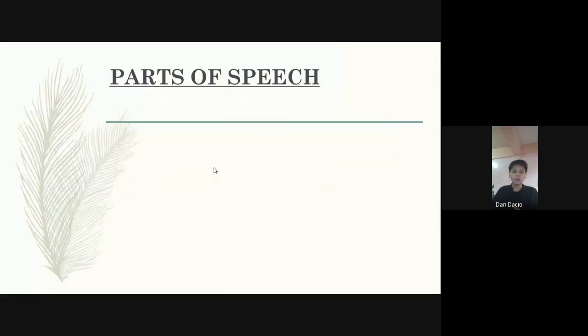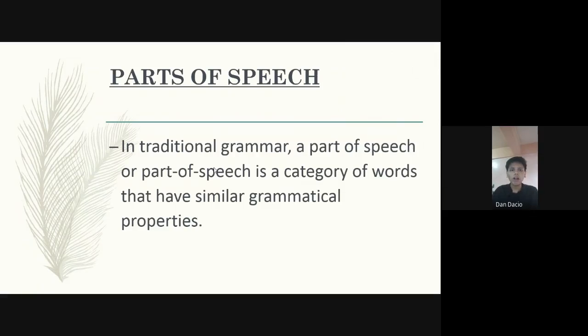Okay, so let's proceed now with the parts of speech. So, what are parts of speech? In traditional grammar, a part of speech is a category of words that have similar grammatical properties. So parts of speech refers to how the word is being used, how the word is used in a sentence.